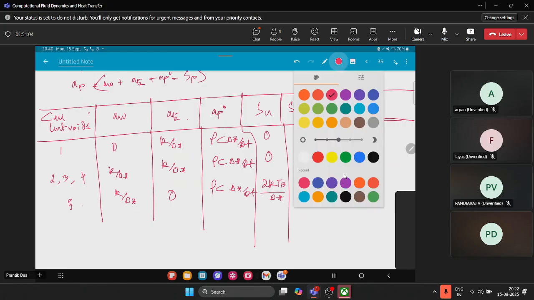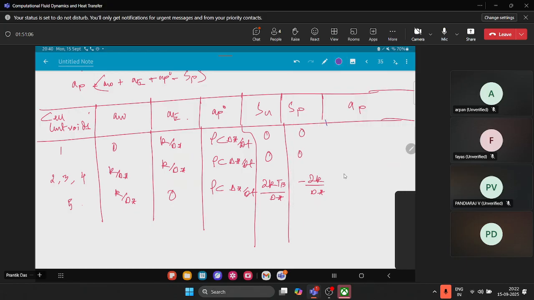Similarly, rho C delta x by delta t plus k by delta x, rho C delta x by delta t plus 2k by delta x, rho C delta x by delta t plus 3k by delta x.